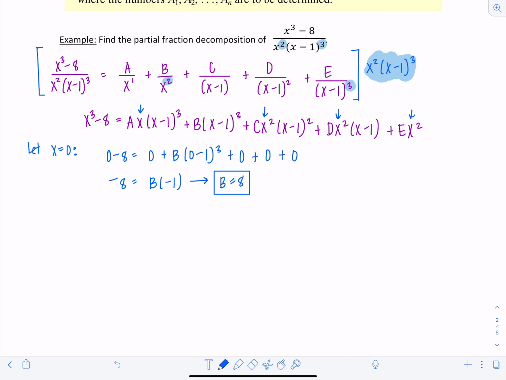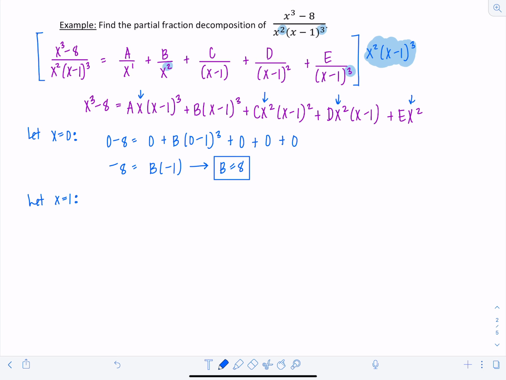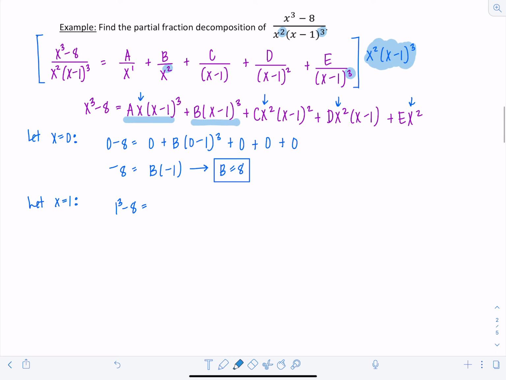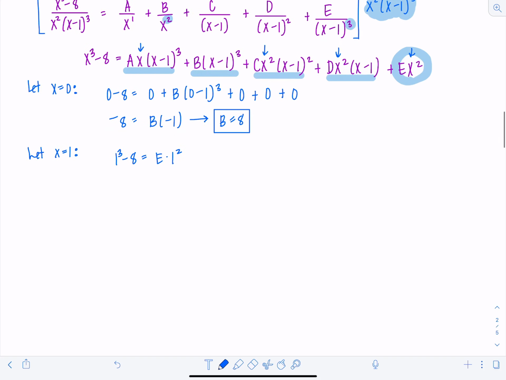So now what else should we let x equal? Well, I want to let x equal 1 because the other factor is x minus 1, so that's a 0 of that factor. If I let x equal 1, let's see what happens. On the left-hand side, I'm going to have 1 cubed minus 8 equals, and if I substitute a 1 in here, it's going to go to 0 here, 0 here, 0 here. The only one that survives is ex squared. So that's e times 1 squared, which means negative 7 is equal to e. So e is negative 7.